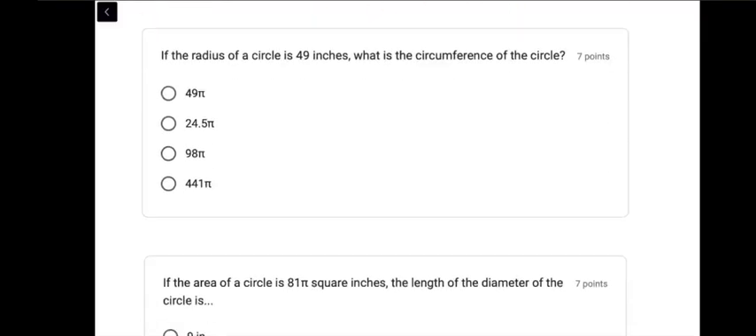If the radius of this, I messed up, sorry. Restarting in 3, 2, if the radius, sorry, I laughed at myself. Okay, anyways, re-recording and restarting in 3, 2.